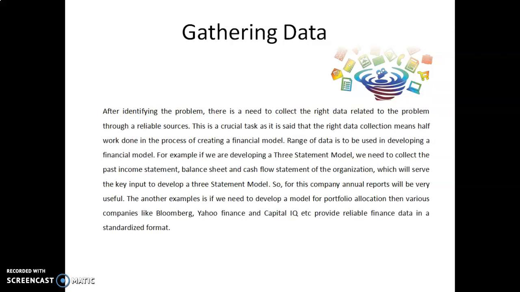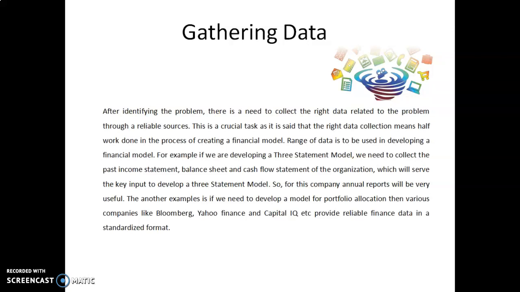For this, the company's annual report will be very useful. As another example, if we need to develop a model for portfolio allocation, then various companies like Bloomberg, Yahoo Finance, and Capital IQ provide you reliable financial data in a standardized format. So it's very important from where you are collecting the data. After identifying the problem, we have to gather the data, and the source of the data must be reliable. It's not that you can collect the data from anywhere. It should be a reliable source.